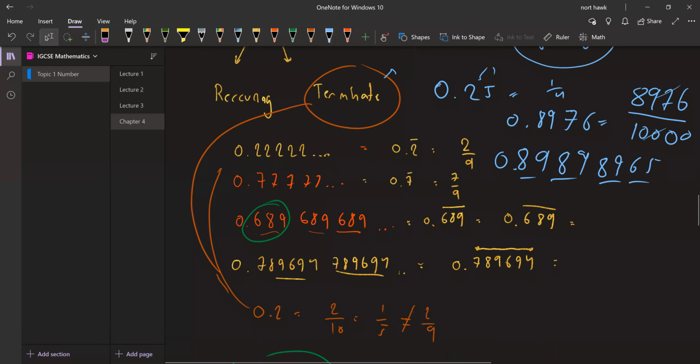And that would conclude chapter 4, percentage, decimals, and fractions.